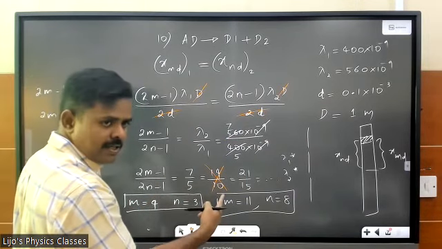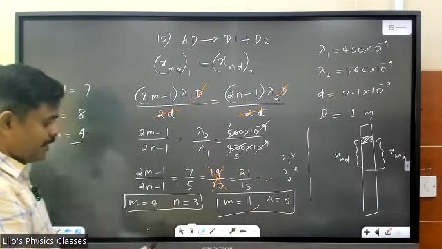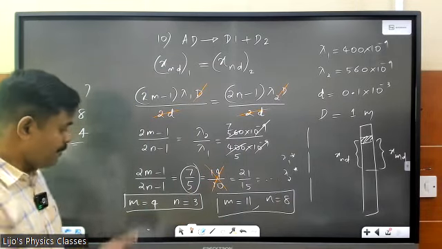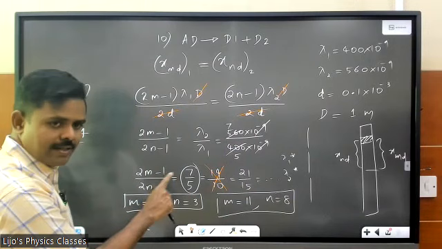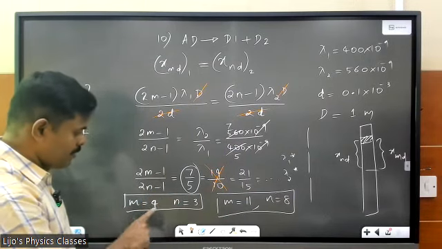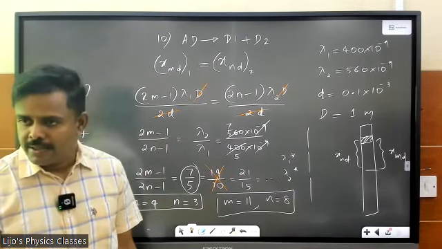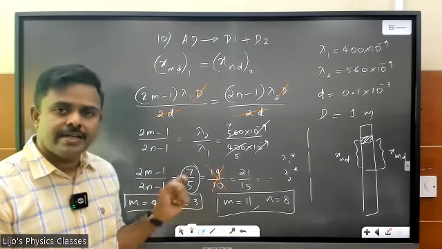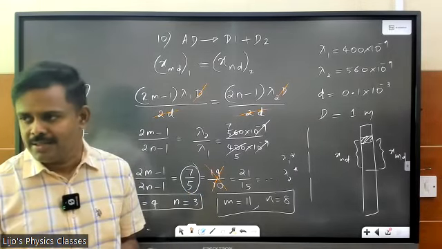Next ratio is 14 by 10. Next is 21 by 15. It goes on like this, right? So I'm taking the first location. The 7 by 5 is my first ratio, right? So I put m value as 4. 2 into 4 minus 1, that will be 7, right? N value should be what? 3. So 2 into 3, 6, 6 minus 1, 5. Got it? So m is equal to 4, n is equal to 3. That is the location of first absolute darkness. Got it?